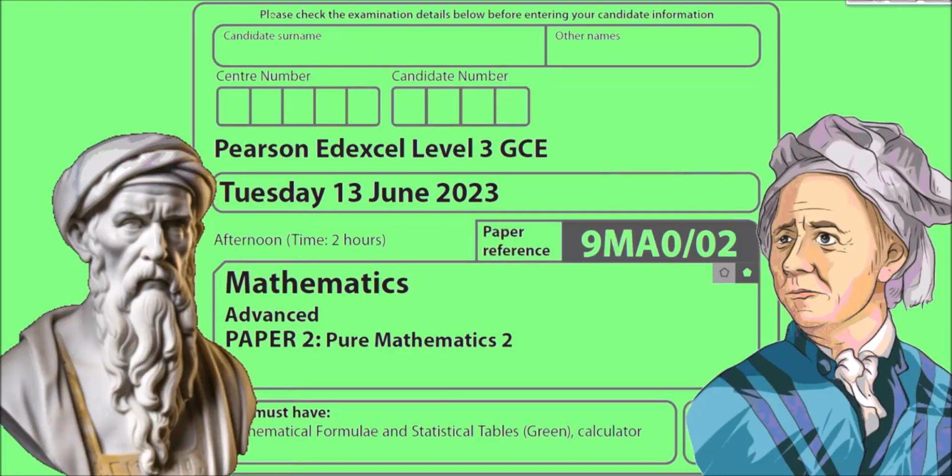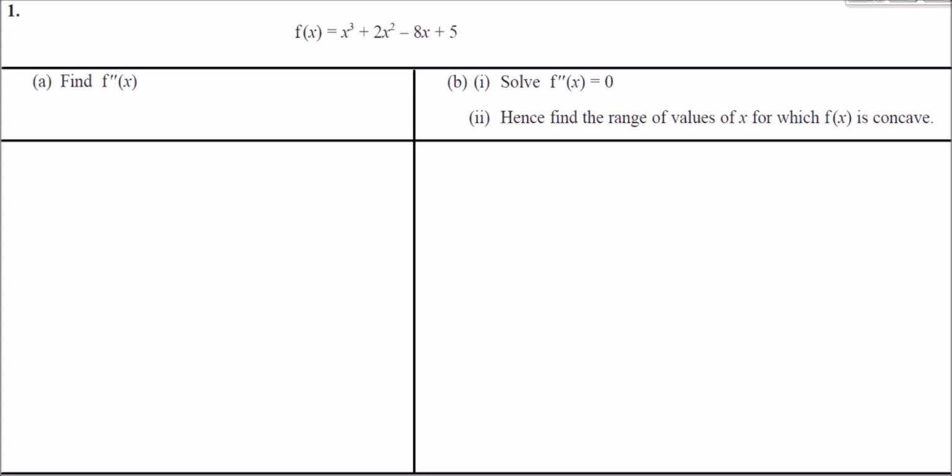Hello everybody, and welcome to another recording, this time paper 2, set on Tuesday 13th of June 2023, Edexcel's A Level Maths. So it's the pure paper, second one. Let's get straight to it and have a look at the questions. So let's start, of course, unsurprisingly, with question number 1.